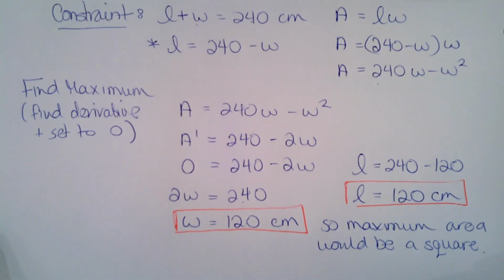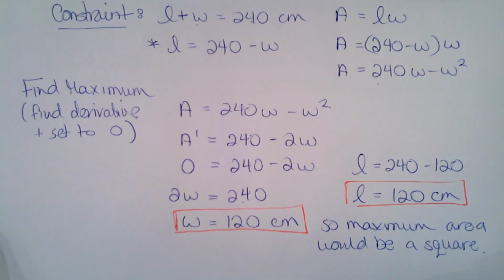Just as a little footnote to that, that's assuming that there's no difference between the length and the width. If you're doing something like cost and you're saying the length is twice the width or something like that, that changes things, of course. But assuming you're just trying to maximize the area of a rectangle, then yeah, you're always going to find it's a square. Alright, so there's that one.